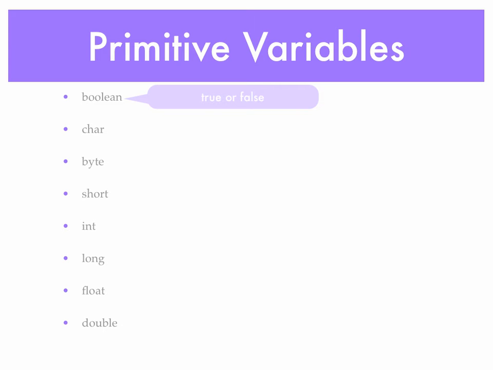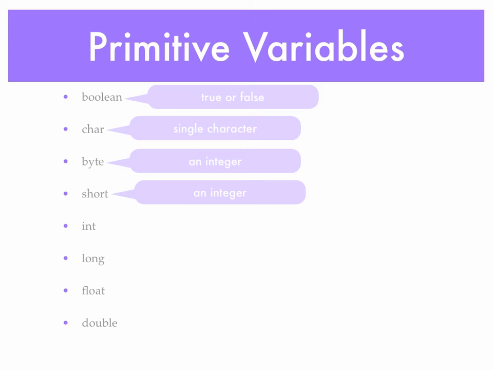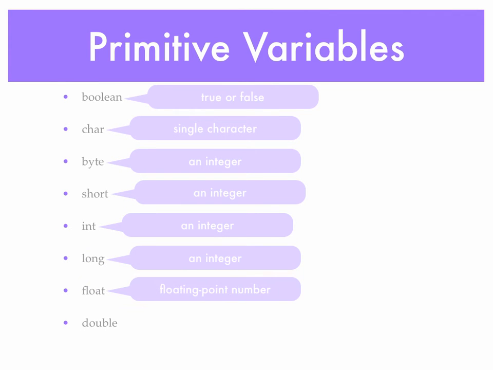Boolean variables can hold true or false, those words, true or false. Chars can hold single characters, A, B, C, etc. Byte, I hold an integer, a whole number. Short, an integer. Ints, integers. Longs, integers. A float can hold a floating point number, a number with a decimal value. A double, the same, holds a floating point number.